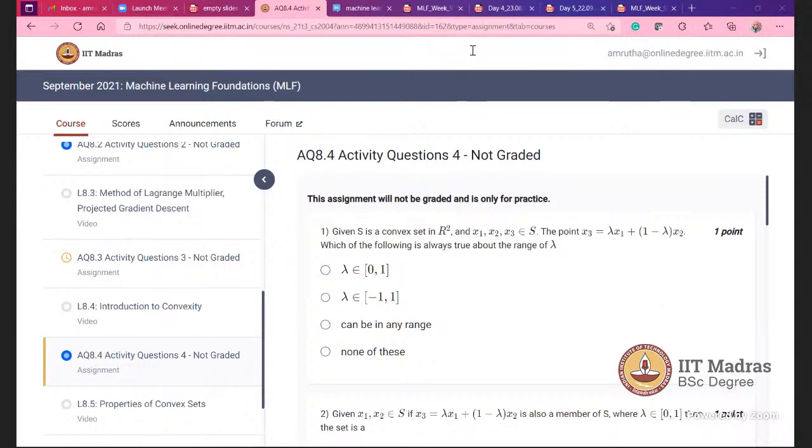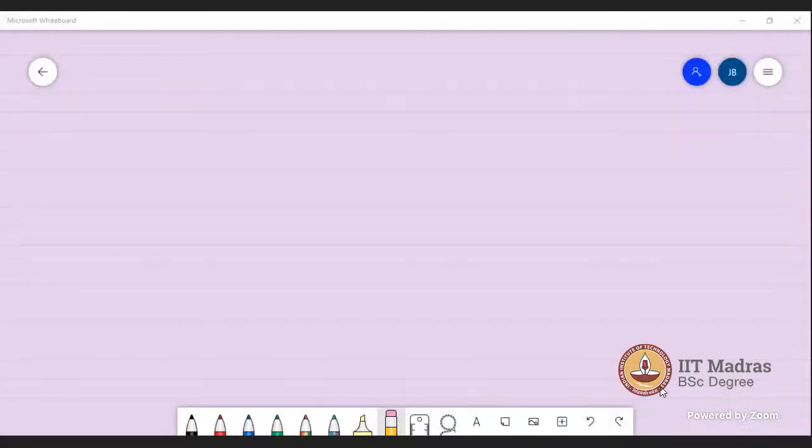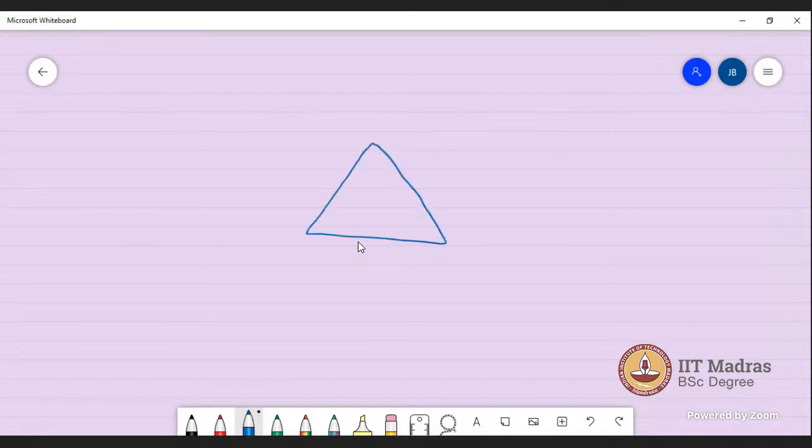Ma'am, it's better if I show my screen. Okay, I'll stop sharing. Is my screen visible? Yes, it is visible. In that case, just think about a picture like this, or any picture. I'm just looking at a triangle only.